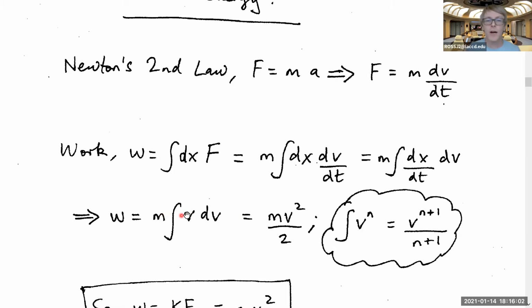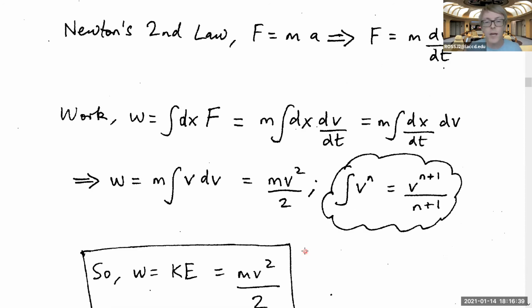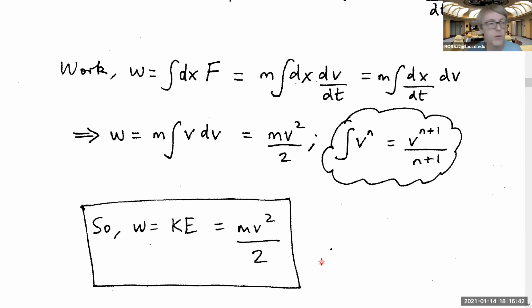And now I have velocity multiplied by a change in velocity. Well, I know from another integral rule that if you integrate something raised to the power n, it becomes something to the power n plus 1, divided by n plus 1. You can just take that as one of the canonical integral rules. So here I've got v to the 1. That's going to be v to the 1 plus 1, which is 2, divided by 1 plus 1, which is 2, which gives me mv squared over 2. And that's the origin of mv squared over 2.